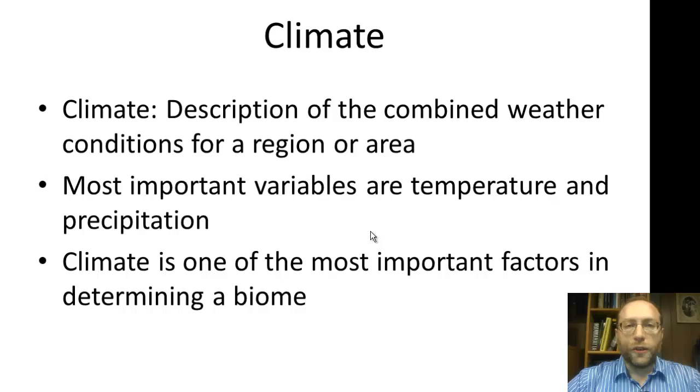And the most important variables in climate are temperature and precipitation. Precipitation are different forms of water coming from the sky down to the ground or to the water. Things like rain, sleet, snow, hail.